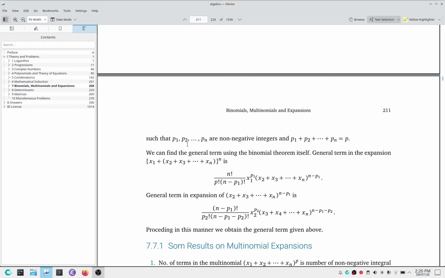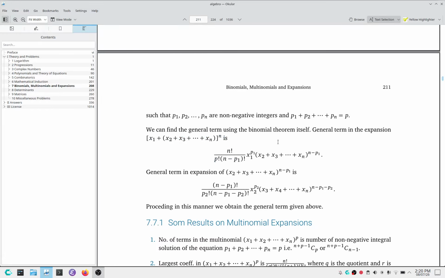Here, p1, p2 up to pn are non-negative integers, and p1 plus p2 up to pn is equal to p. We can find the general term using the binomial theorem itself. The general term in the expansion of (x1 + x2 + x3 + ... + xn) raised to power p is found by converting the multinomial into a binomial. One term is x1, another is the remainder of that.